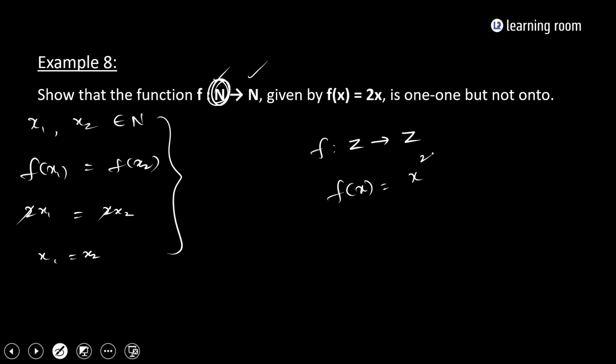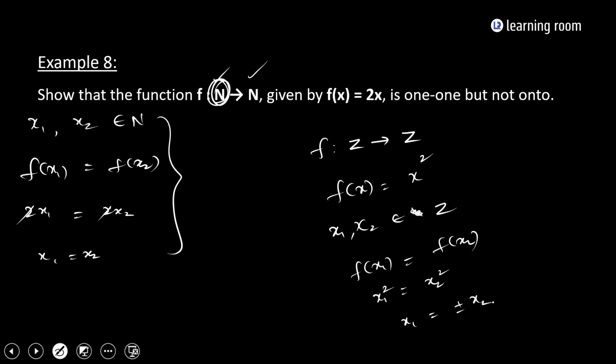Okay. So what will I do? x1, x2 belongs to Z. Correct? So I'm considering f of x1 is equal to f of x2. So what will I write? x1 square is equal to x2 square. Then what will I get? x1 is equal to plus or minus x2. So what is happening here? It is a many-to-one function.